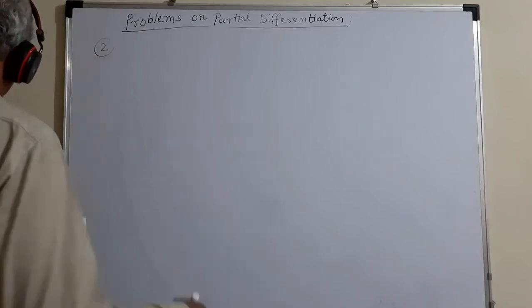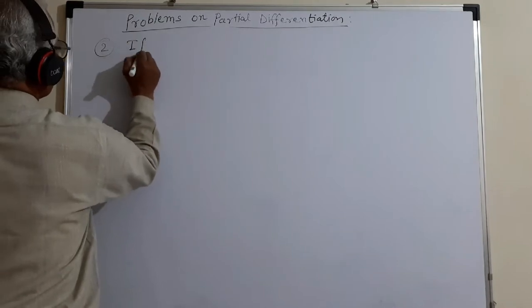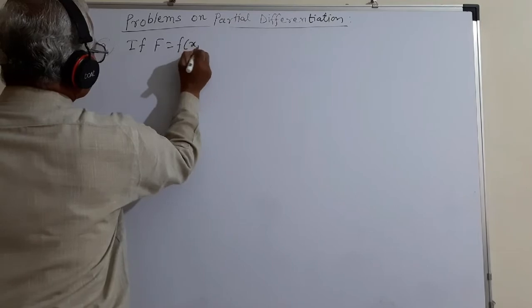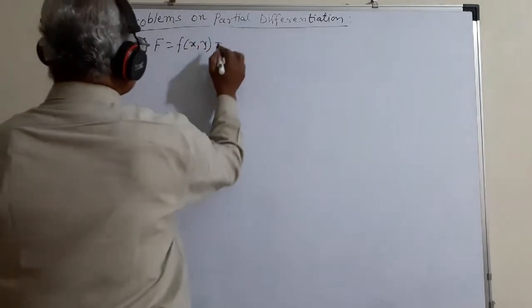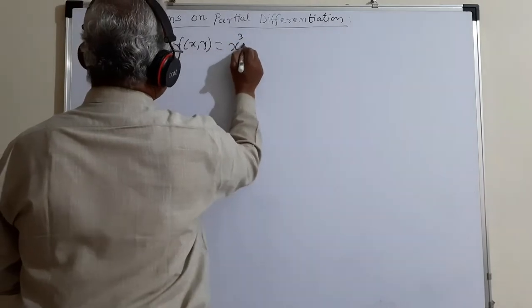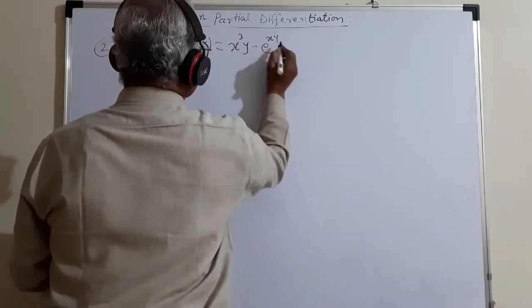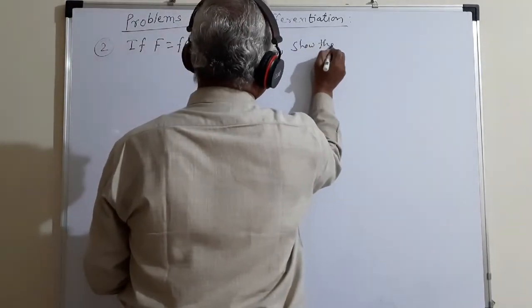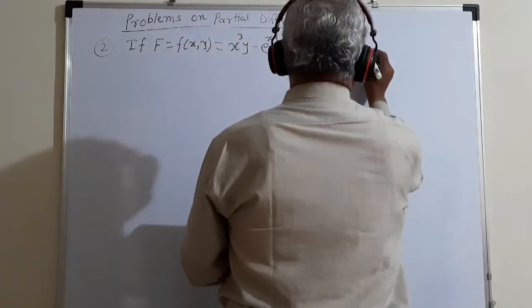Problem number 2 is: if f is given as a function of x and y, expressed as x cube y minus e raised to xy, you are asked to show that fyx is equal to fxy.